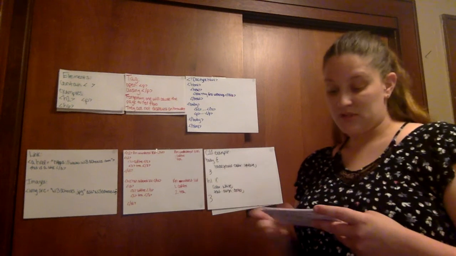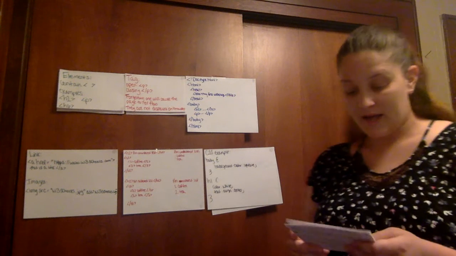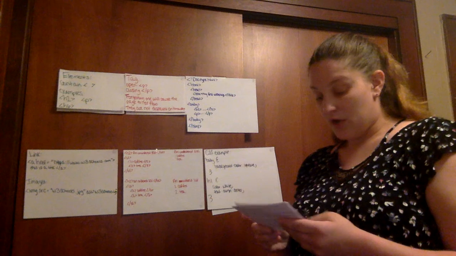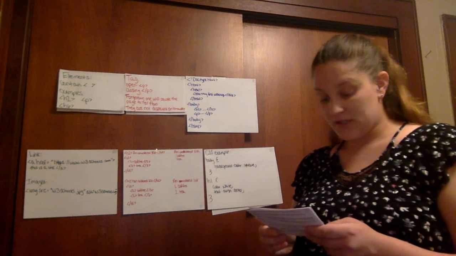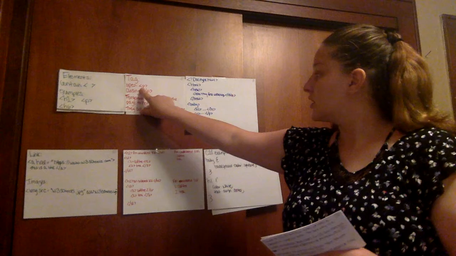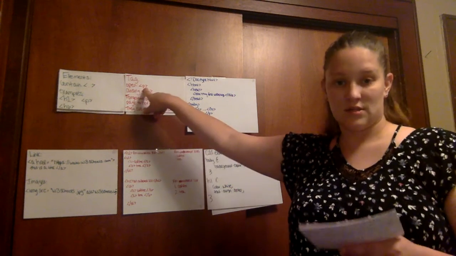Elements are identified by the use of less than and greater than angle brackets around the element name. A tag is the use of the brackets surrounding an element. They occur in pairs and have an opening and closing tag. The opening tag marks the beginning of an element. Example, you have your less than, your P, and then your greater than sign.